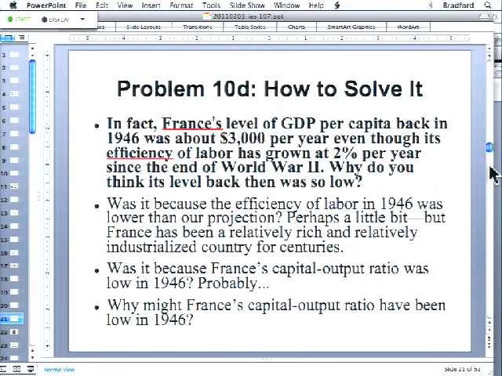Was it that France's capital output ratio was low in 1946? Probably. That's the answer I'm looking for, right? Saying that only 2 things could have made France poorer. The first is if the efficiency of labor was much less than this projection projects. The second, if the capital intensity of the economy was wrong. If the capital output ratio was much lower in 1946 because something had gone wrong in France's process of investment before then. What would that something be?